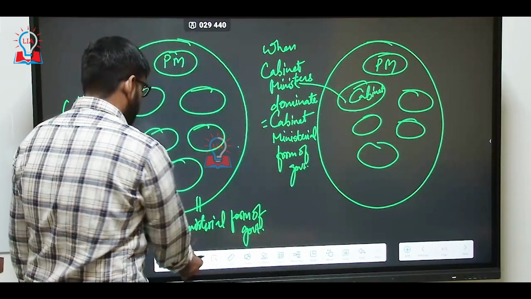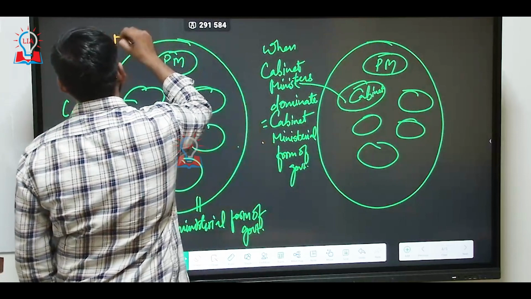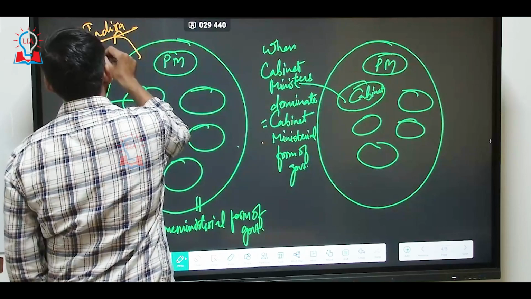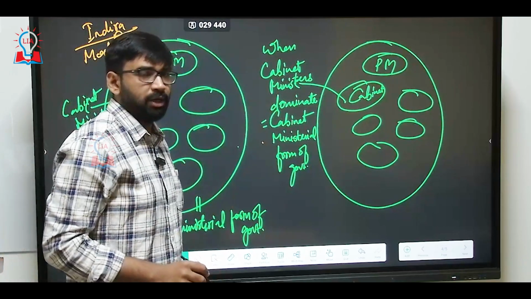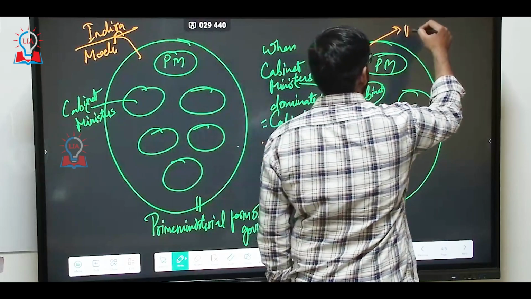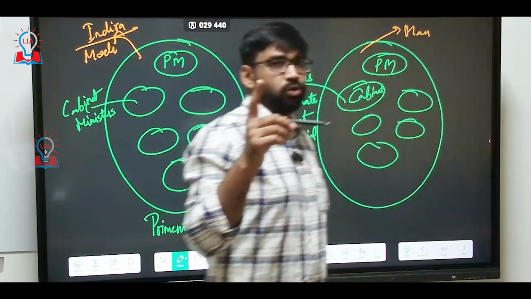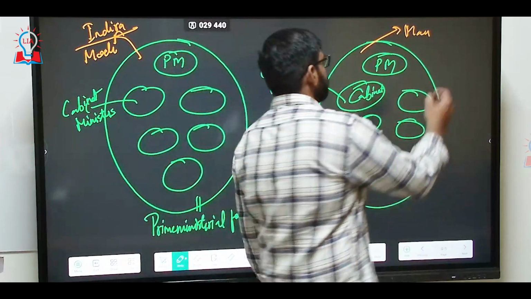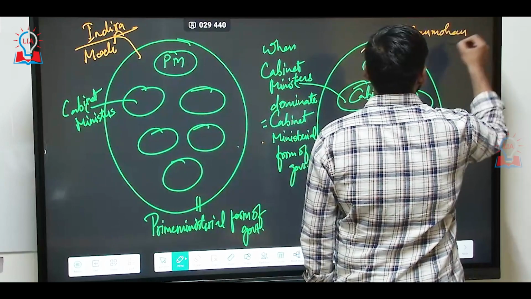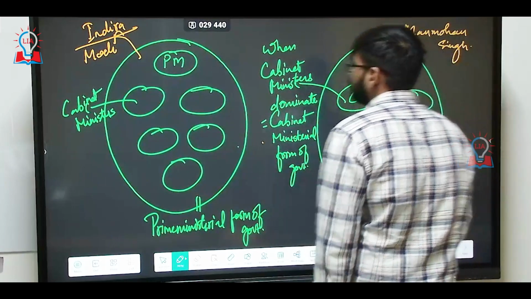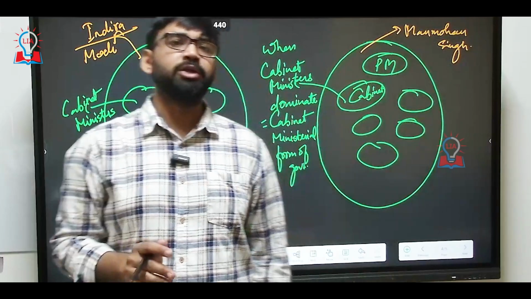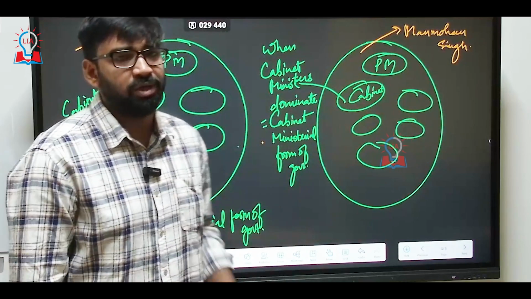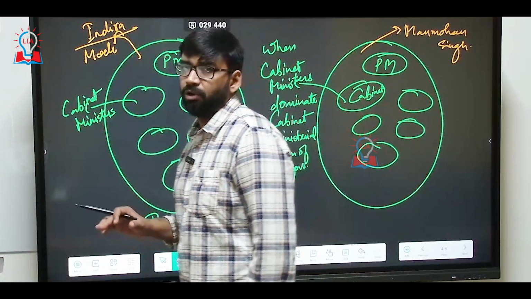This is the example of Indira Gandhi. This is the example of the present Modi government. Clear? This is the example of Manmohan Singh's government. Manmohan Singh was not a strong prime minister. The cabinet was dominating at that time. So in a parliamentary setup, two types of governments are there, especially prime ministerial and cabinet ministerial form of government. I hope this much is clear to all of you.